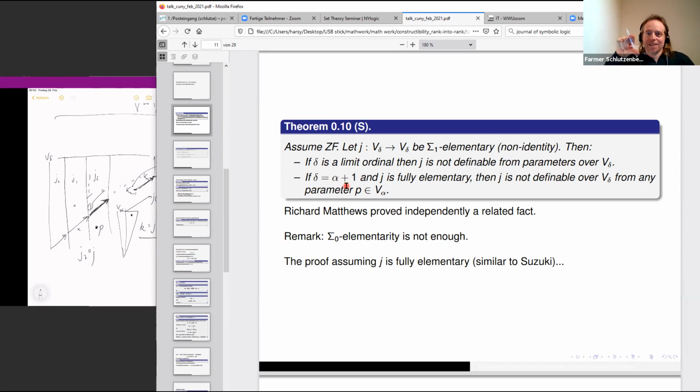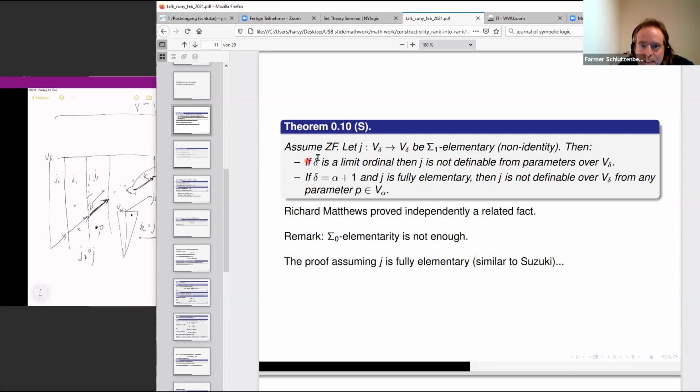So that parameter is a subset of V alpha. So this is saying that the rank is optimal. You can't do anything with a P of rank less than that down in V alpha. In the proof, the proof of this uses a variant of Suzuki's theorem.